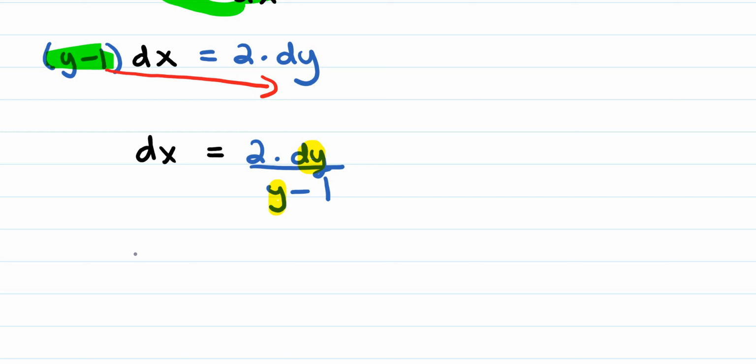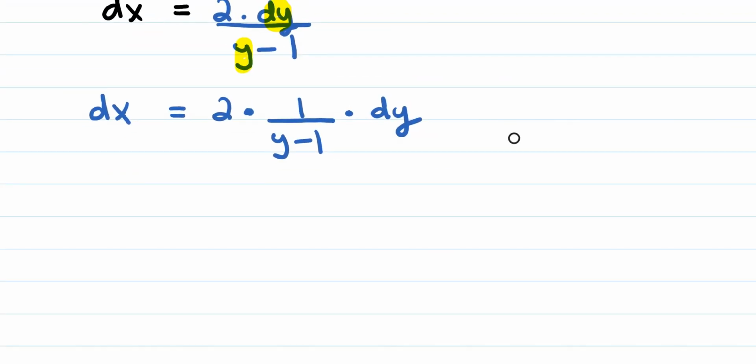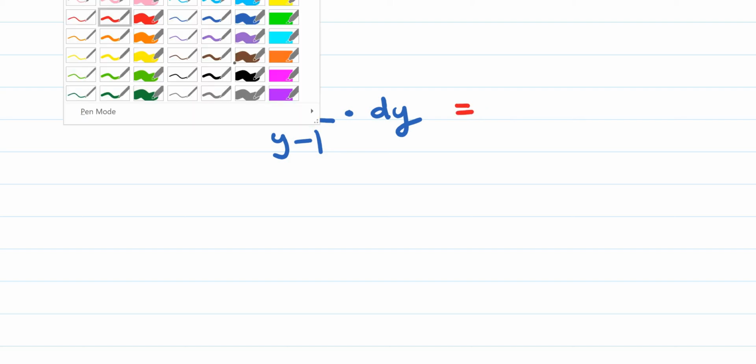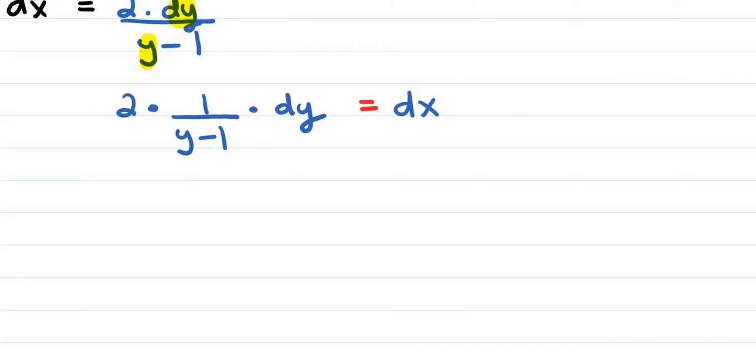Okay, so let me just go ahead and rewrite this as dx equals 2. Now I'm going to split this up so it looks like this, 2 times 1 over y minus 1 times dy. Now you don't have to write the step like that, but this just helps me in order to find the antiderivative here. And I'm also going to move the dx over here, and I'm just going to erase this part right there. So now my equation looks like that. The reason for that is it's just easier for me to write the antiderivative here.